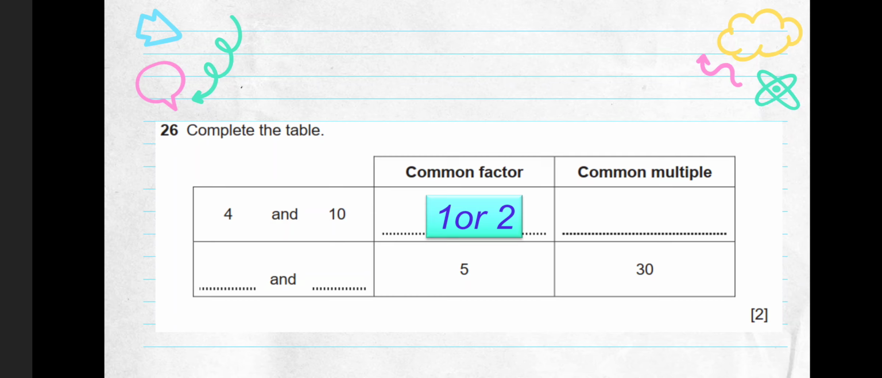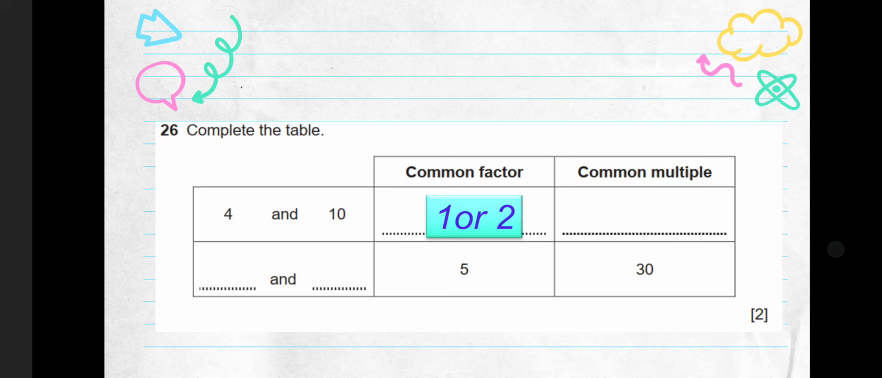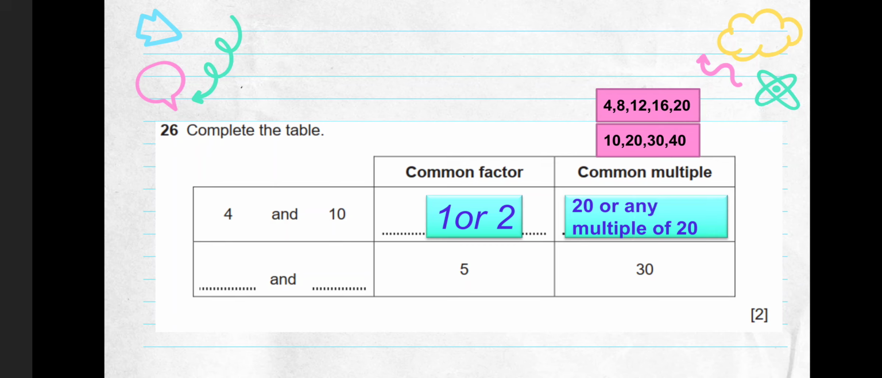Let's recall multiples of 4: 4, 8, 12, 16, 20. Let's recall multiples of 10: 10, 20, 30, 40, and so on. So what is the common one? The first common multiple is 20, or any multiple of 20: 20, 40, 60. This will work also. It will be a multiple of both 4 and 10.